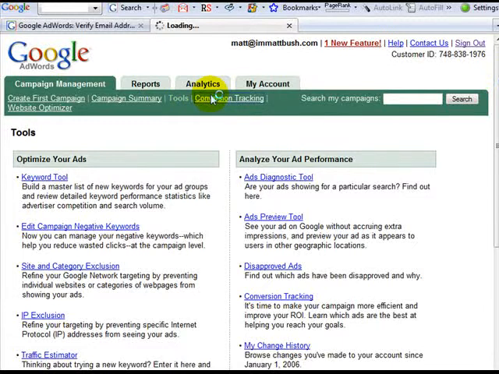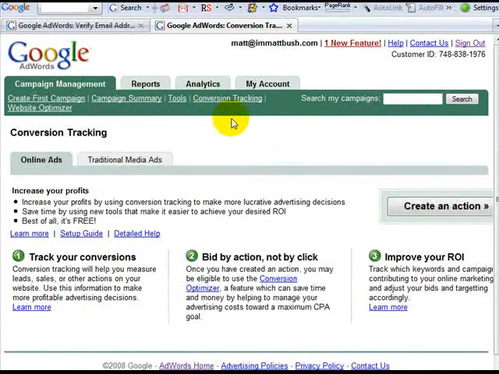Conversion tracking, that's really important. We're going to be talking about that. Essentially, this is how, whenever somebody clicks on an ad, you want to be tracking to see if the person that buys from the ad, what ad did they click on. That's very important. Okay, and then the website optimizer there as well.